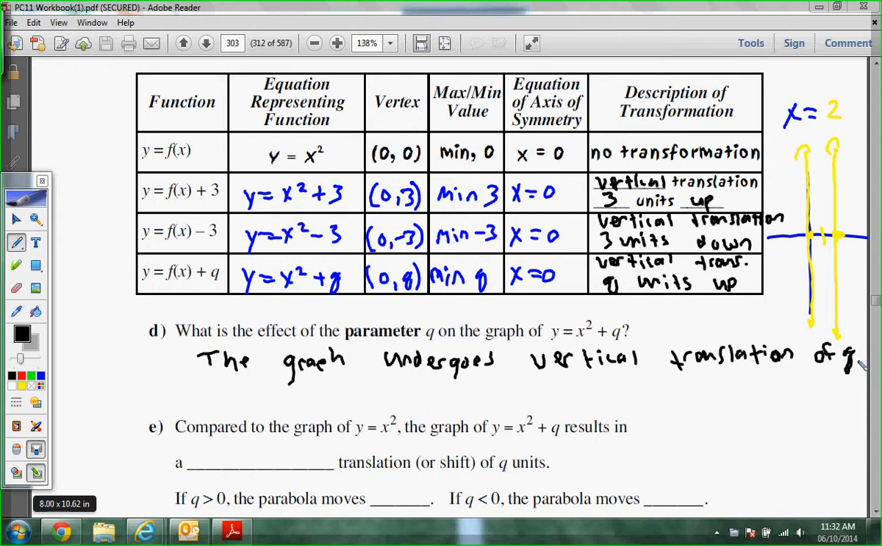Okay, and just compare to the graph of y equals x squared. The graph of y equals x squared plus Q results in a vertical translation. Again, that's vertical. It's being repetitive. It's really trying to get you. Q is vertical.